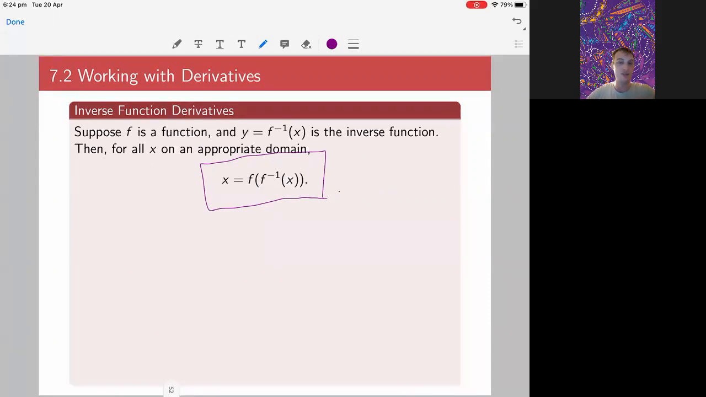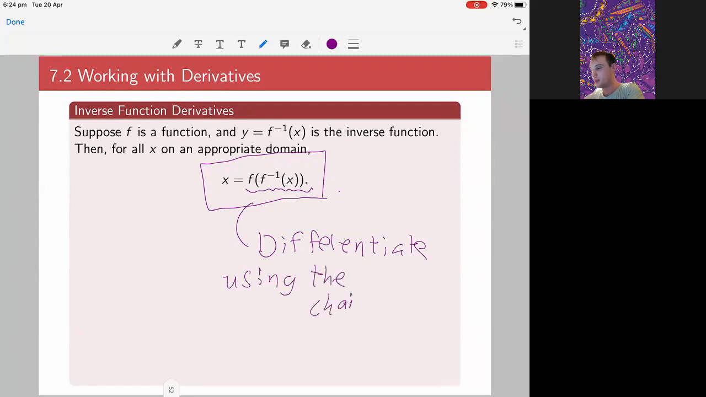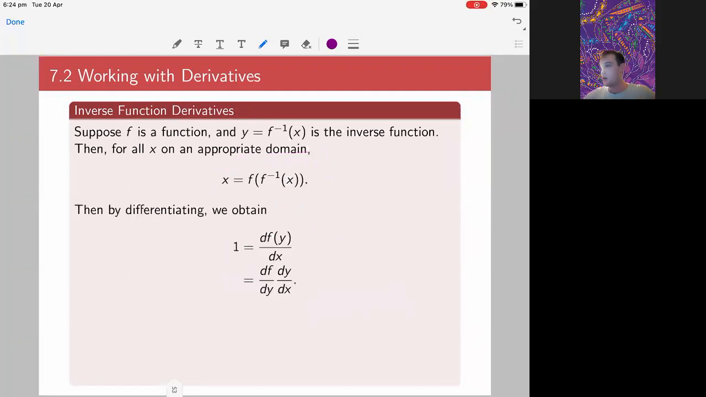And what we're simply going to do is differentiate that. Well, the derivative of x is just 1. We know that. But how are we going to differentiate this over here? Well, we're going to differentiate this guy using the chain rule, because this is just a composition function. It's f composed with f inverse.